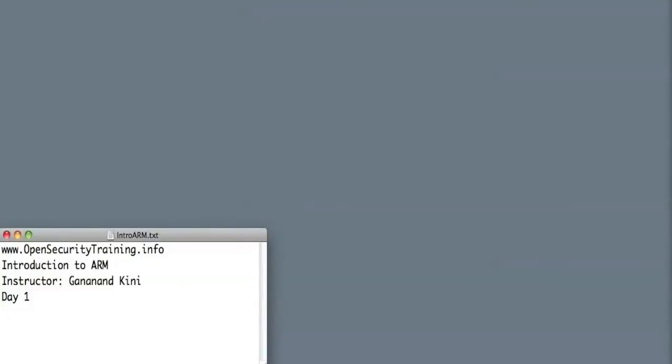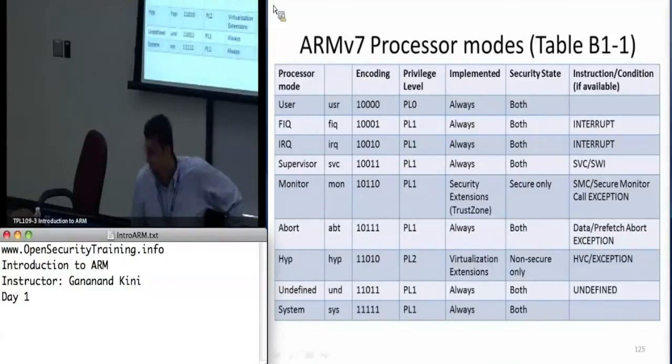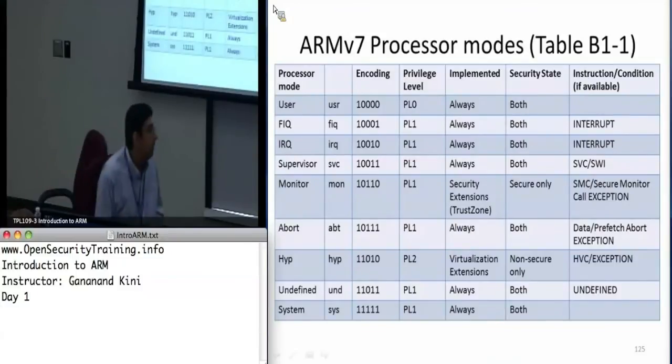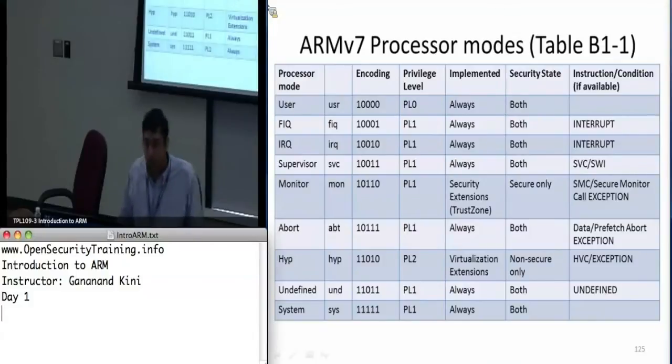If you remember, the CPSR has a mode section, and this is what the encoding looks like for that mode in the CPSR. You can actually see which mode you're in by reading the CPSR, and there are special instructions to do that. You can't use LDR, STR. So the user is 10000. Actually, this is all binary.